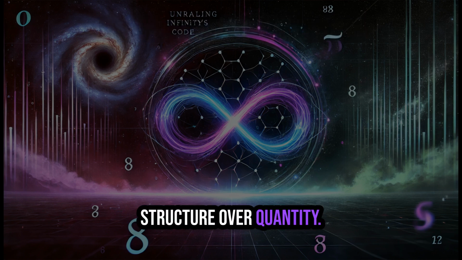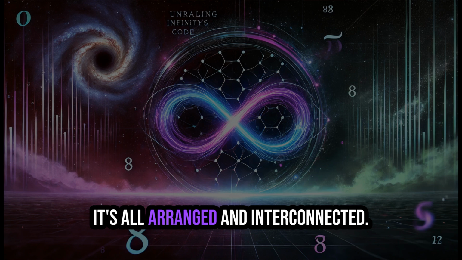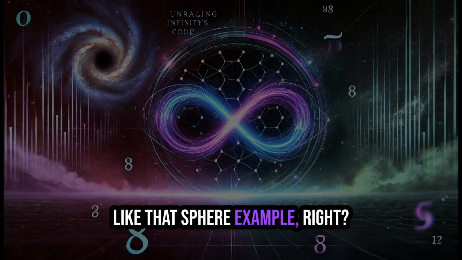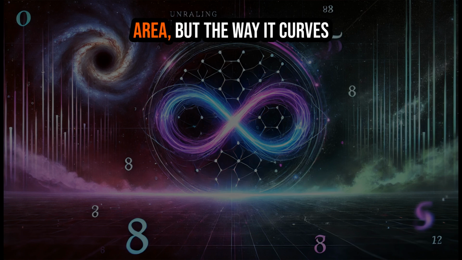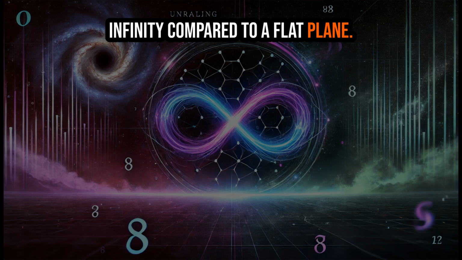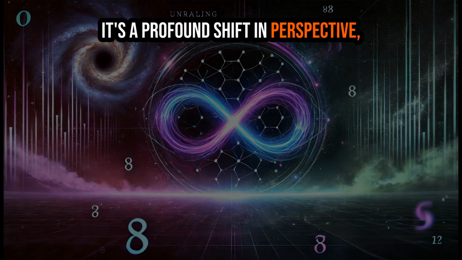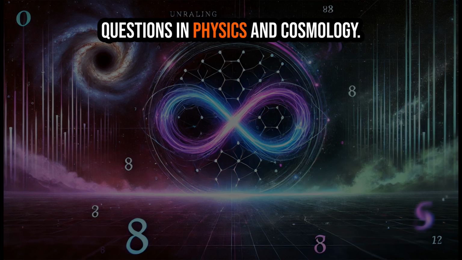Structure over quantity. It's not just about how much of something there is, but about how it's all arranged and interconnected, like that sphere example, right? Exactly. The sphere has a finite surface area, but the way it curves creates a different type of infinity compared to a flat plane. It's a profound shift in perspective, and it could revolutionize how we approach some of the biggest questions in physics and cosmology.